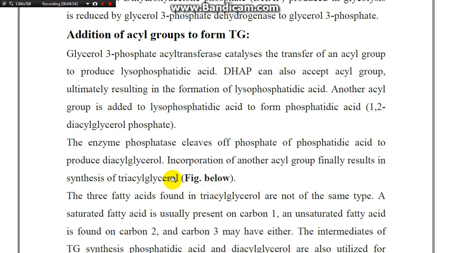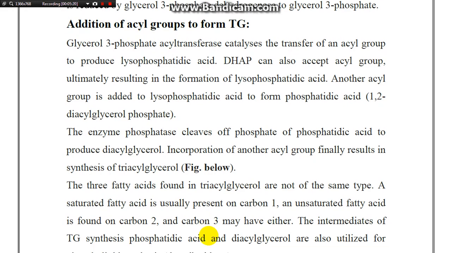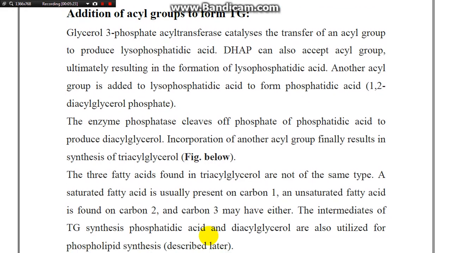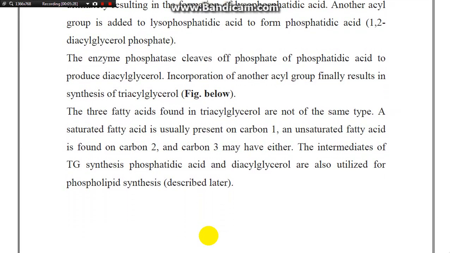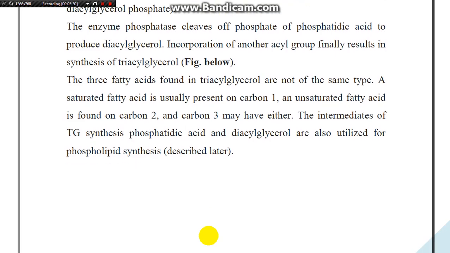The three fatty acids found in the triacylglycerol are not of the same type. Saturated fatty acid is usually present on carbon 1. Unsaturated fatty acid is found on carbon 2 and carbon 3. The intermediates of the TG synthesis, phosphatidic acid and the diacylglycerol, are also utilized for the phospholipid synthesis.